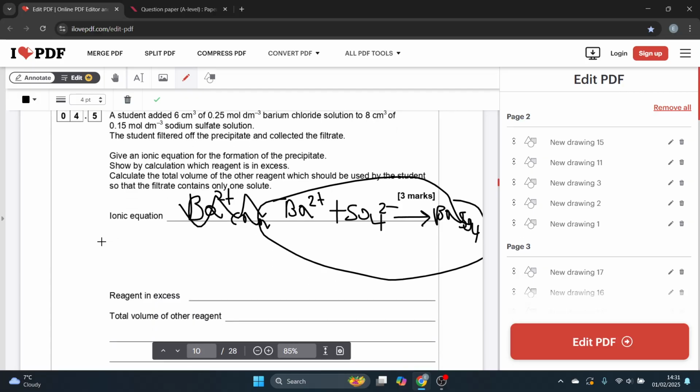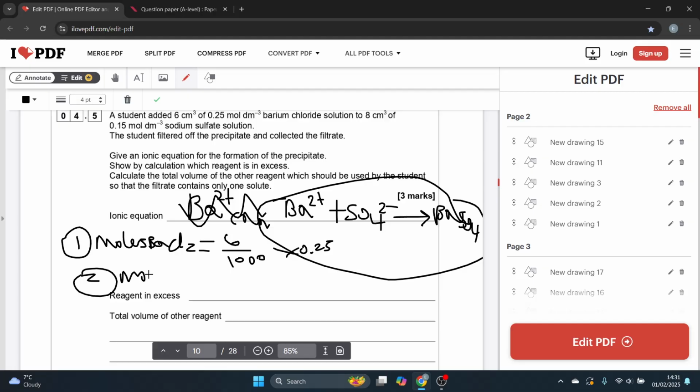Show by calculation which reagent is in excess. So first thing I would do is find out the moles of barium chloride. So 6 divided by 1000 times 0.25. Then find out the moles of sodium sulfate, Na2SO4, equals 8 divided by 1000 times 0.15. And then you can just compare the amount of moles. And you should find out that barium chloride is in excess. It's the bigger number of moles, barium chloride.